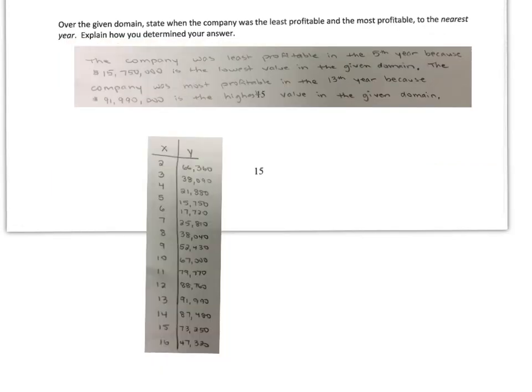If you look at the table of values, you'll see that in the 5th year, this is the lowest profit, and in the 13th year, this is the highest profit. So I just wrote out the company was least profitable in the 5th year because, now notice I changed this into millions because up above it said it was in millions, 15,750,000 is the lowest value in the given domain, it's actually the lowest y value. And the company was the most profitable in the 13th year because 91,990,000 is the highest y value in the given domain.